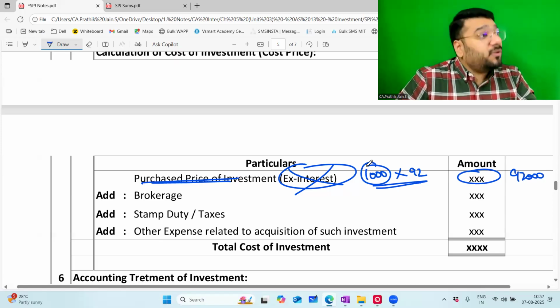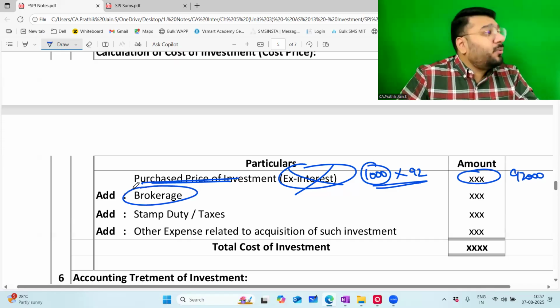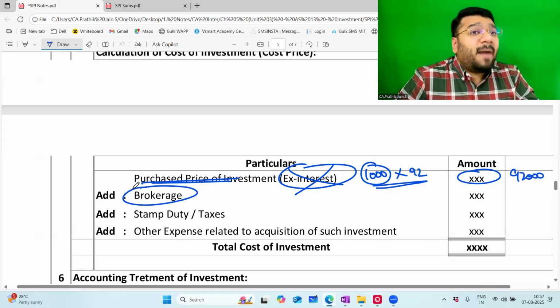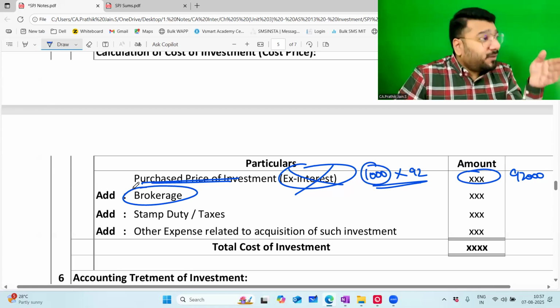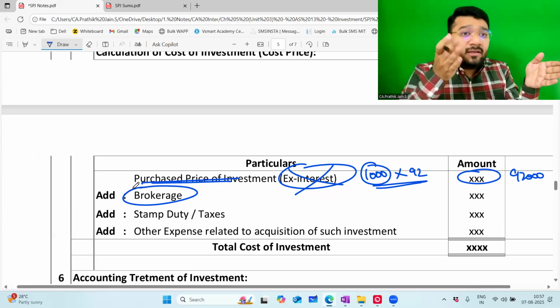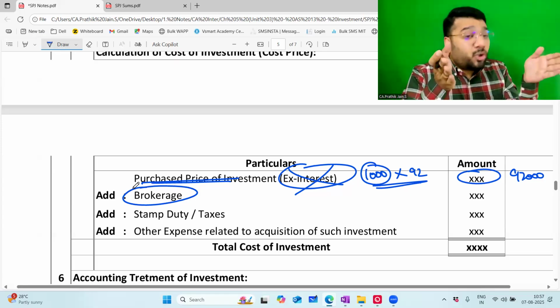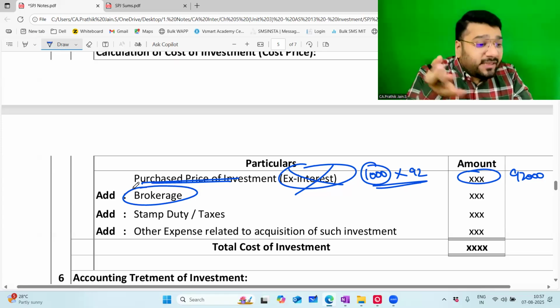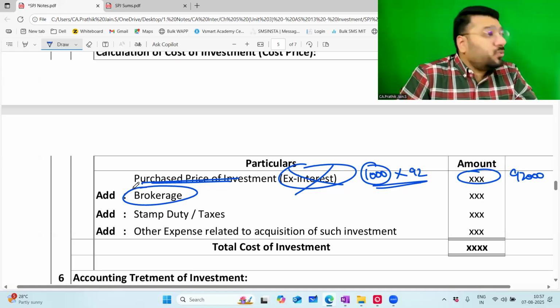You buy any mutual fund through any broker, he will charge commission on that. Are you able to follow? So that commission or brokerage that you pay on the buying of the investment, AS 13 says to add it to the cost of investment. You have to add it to the cost of investment. Any expenditure incurred, right from buying of the investment till the buying is completed, in between, to acquire whatever investment you're making, everything should be capitalized to the investment account.